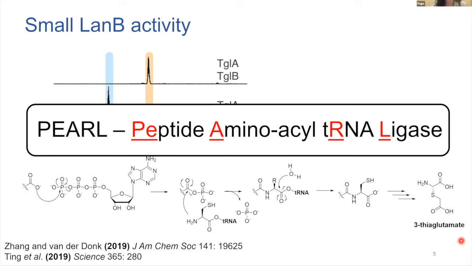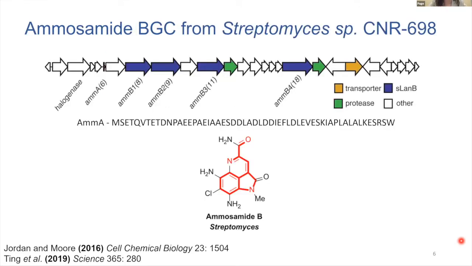After our investigation of this model system in Pseudomonas syringae, we decided to pursue other clusters that contain these peptide aminoacyl tRNA ligases. So this is where the focus of my talk today will be, on this ammosamide biosynthetic gene cluster from Streptomyces species CNR 698. This biosynthetic gene cluster was reported in 2016 by Moore and colleagues. They reported that it is responsible for ammosamide biosynthesis, but they were unable to determine where the tryptophan that this molecule is derived from came from.